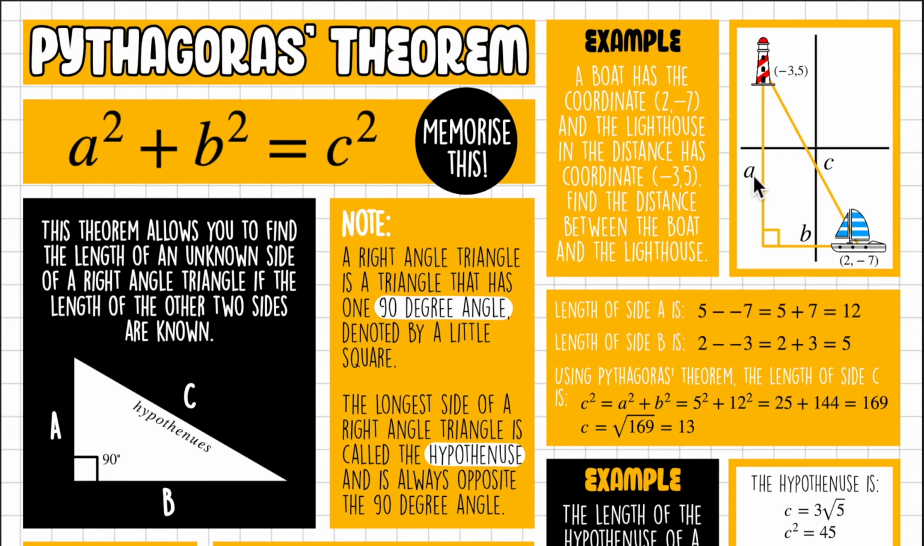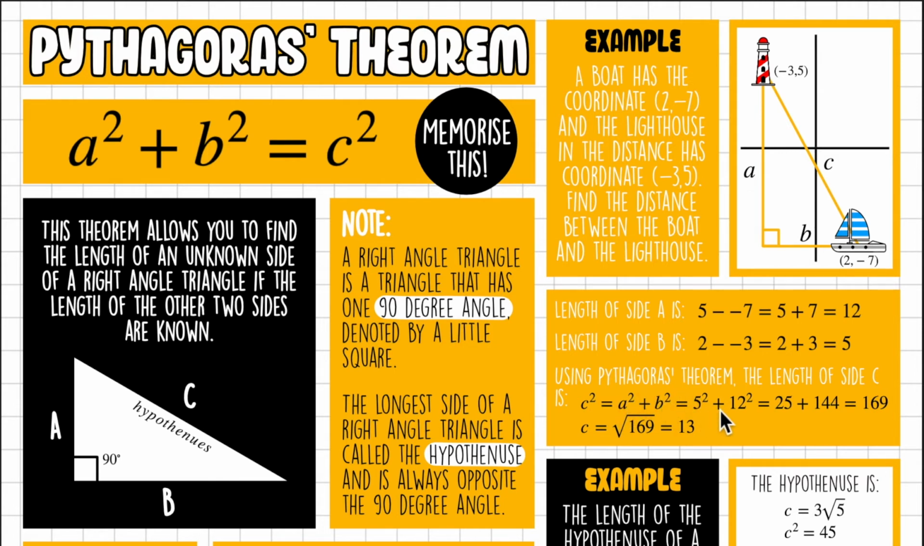Okay, we have the length of A, we have the length of B, and the question is actually asking us for the length of C. We have a right angle triangle, so we can use Pythagoras' theorem. Write out the formula, c squared is equal to a squared plus b squared, and just input your values for A and B.